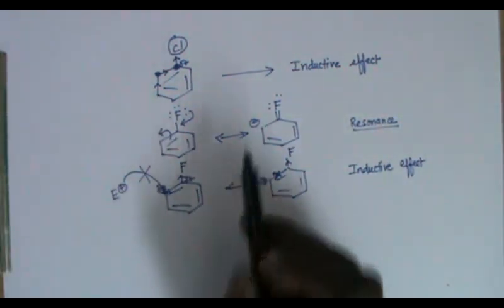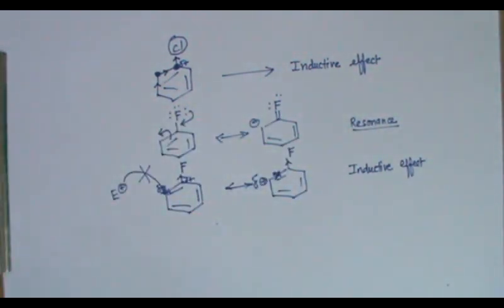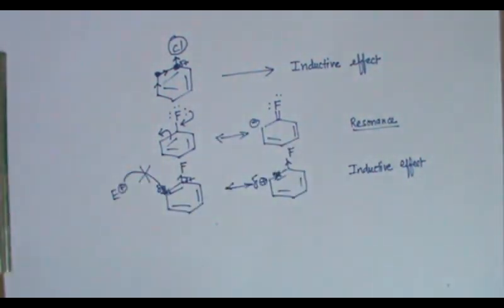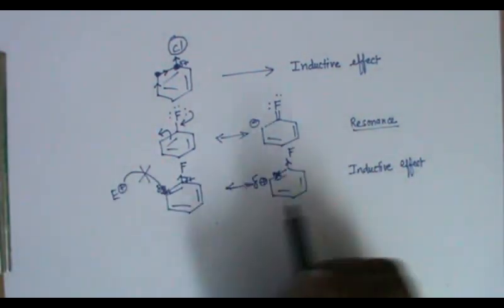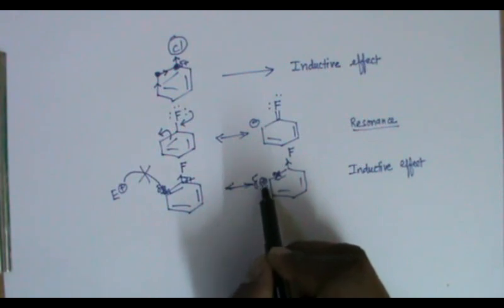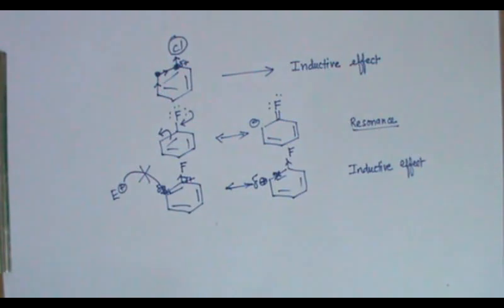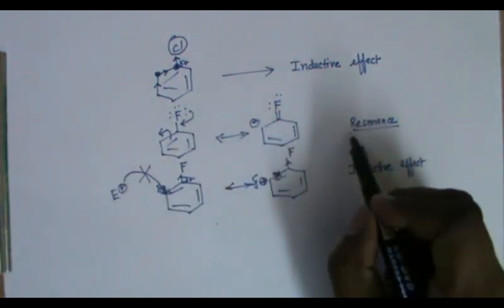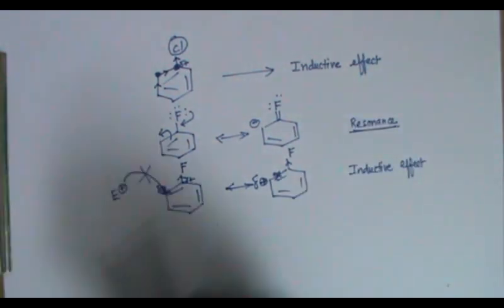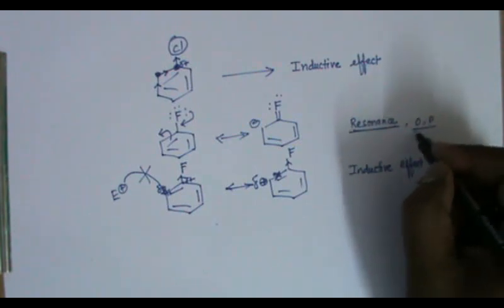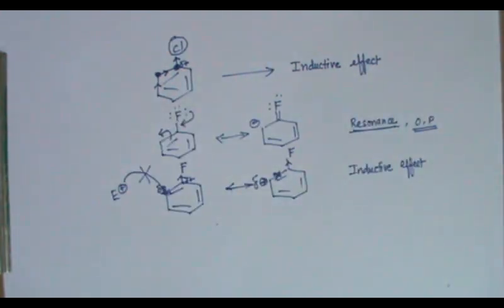Now, is this fluorine group ortho-para directing or meta-directing? According to resonance, it should be ortho-para directing. According to inductive effect, it should be meta-directing because at the ortho and para positions there will be more positive charge. From the experiment, it is observed that the resonance effect dominates. Because of that, we get ortho and para substituted product. So this is abnormal behavior.